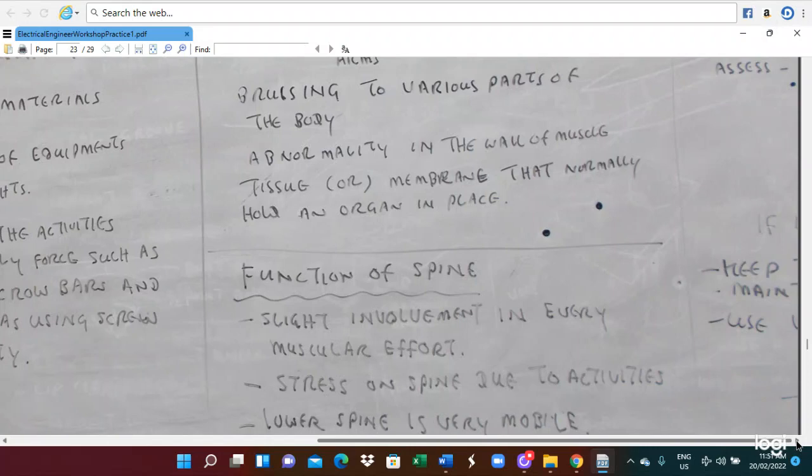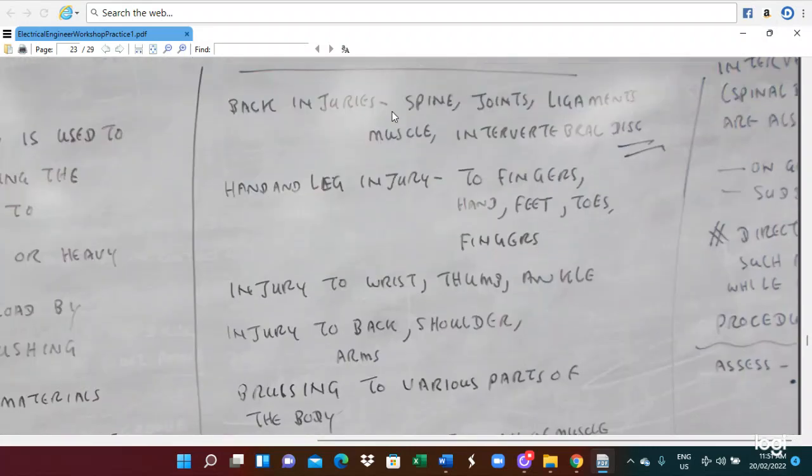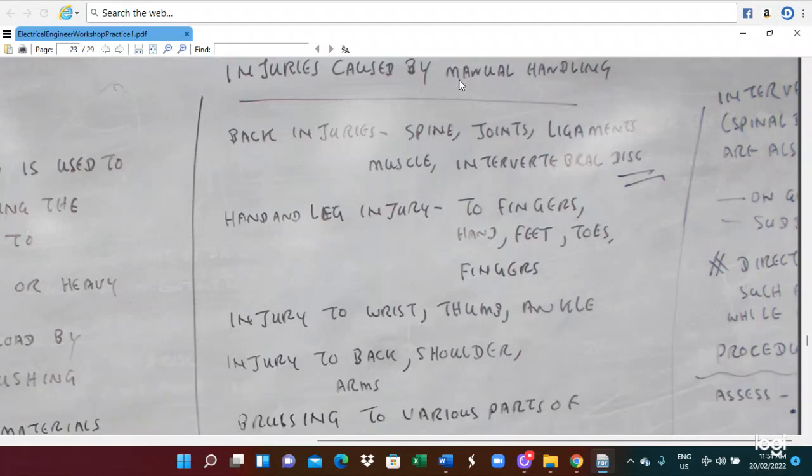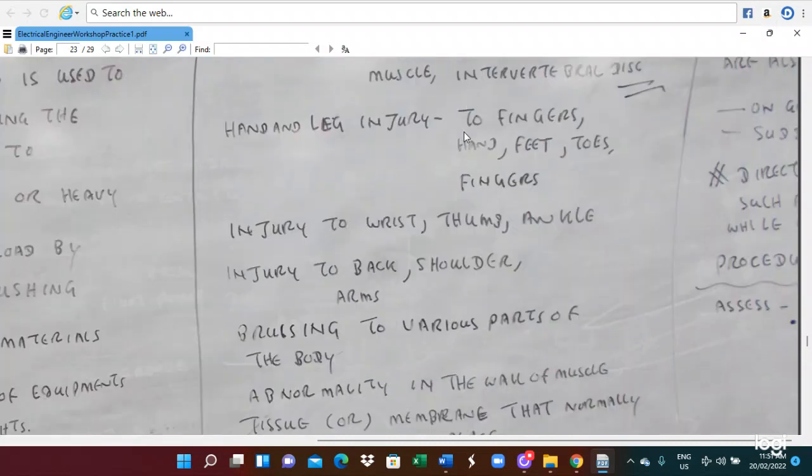The injuries caused by manual handling are back injuries: the spine, joints, ligaments, muscles, and intervertebral discs can be damaged by the wrong manual handling method. Hand and leg injuries can also happen: fingers, hands, feet, and toes can be injured. Injury to the wrist, thigh, and ankle can happen. Injury to the back and shoulder can happen.